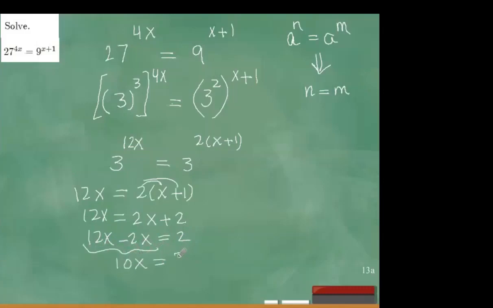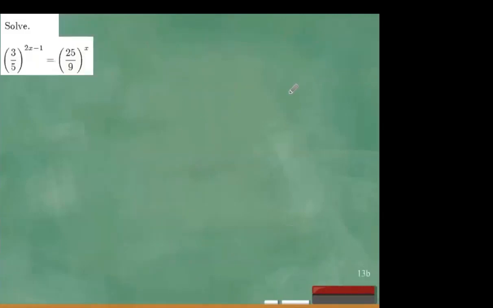10x is equal to 2. Divide both sides by 10. So x would be equal to 2 over 10, which is equal to 1 over 5.